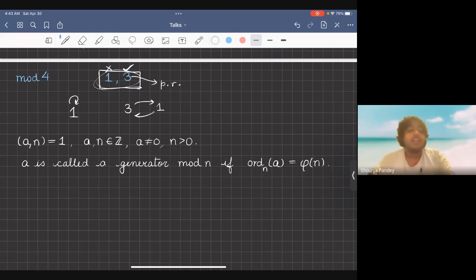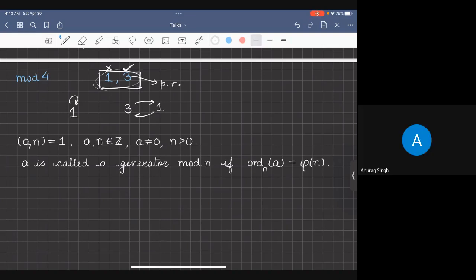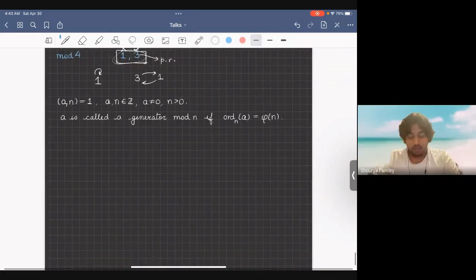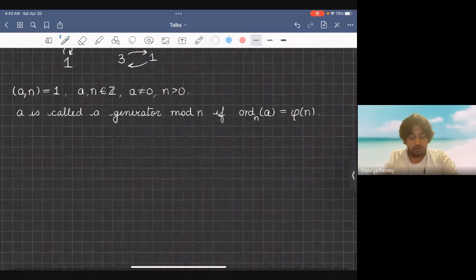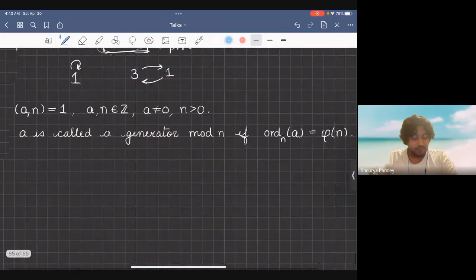And it's exactly equivalent to hitting everything, right? Because this list of numbers that are co-prime to n are exactly phi of n in number. And so if you want to hit everything, it's exactly the same as saying that your order is phi of n. Is that clear? Yes, makes sense. Okay, great.